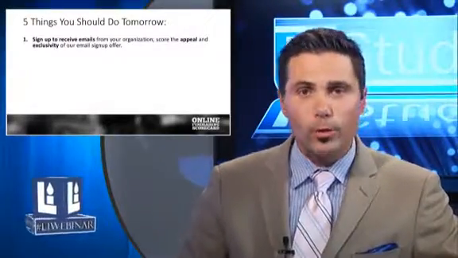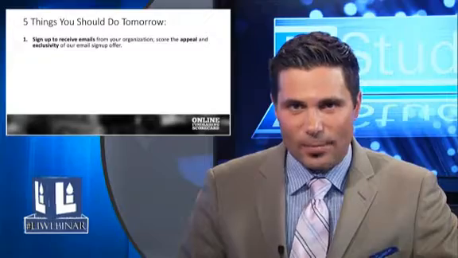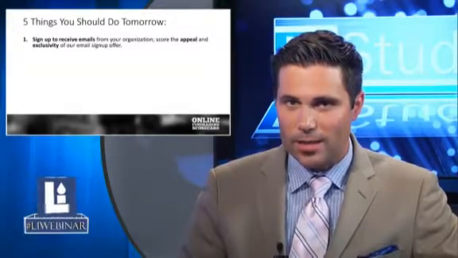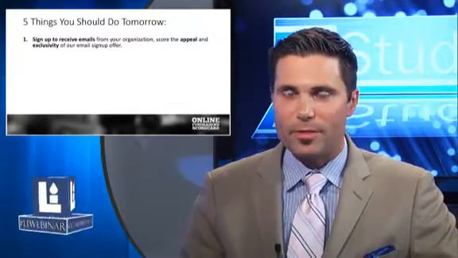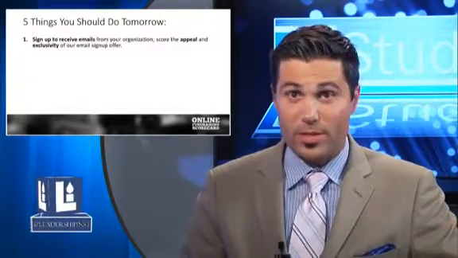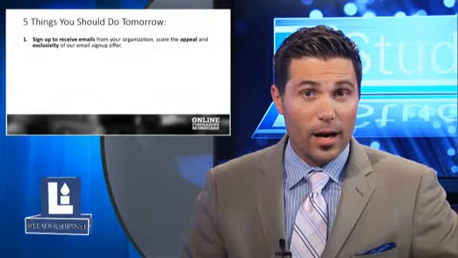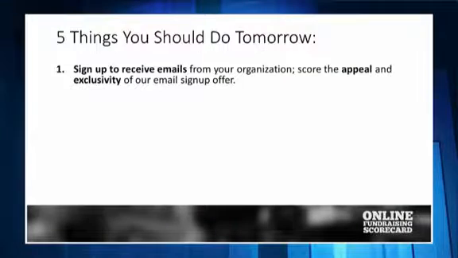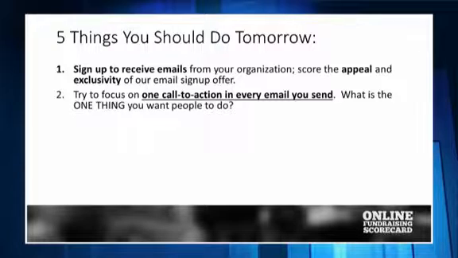First one, go to your organization's website and sign up to receive emails. We'll send you a copy of the slides after this presentation today. Score the value proposition of your email sign-up offer. Score the appeal. Rank it according to your ideal donors' desirability for your offer, and then also score the exclusivity. Is this something I can get somewhere else, nowhere else, or anywhere else on the internet?